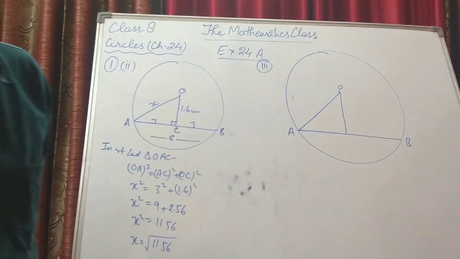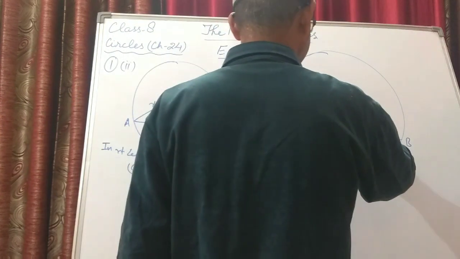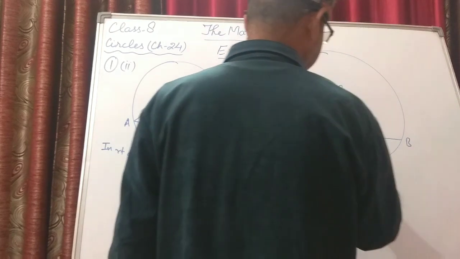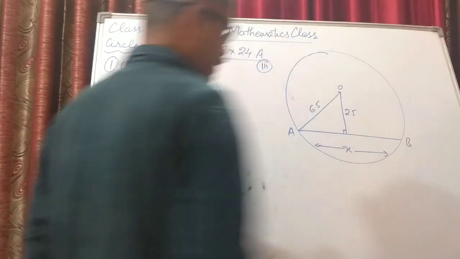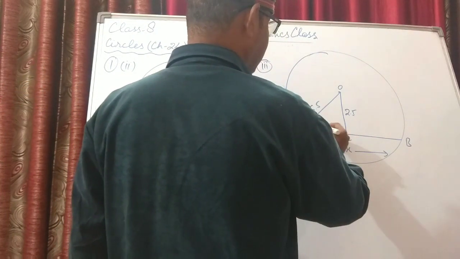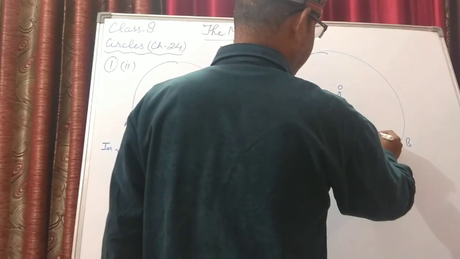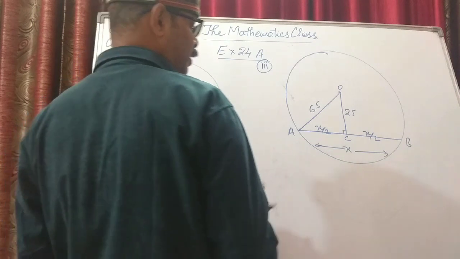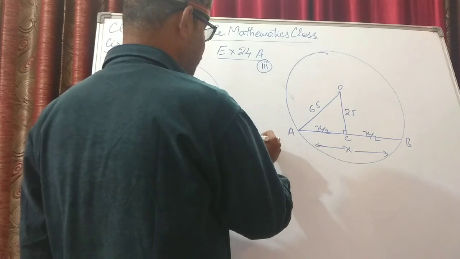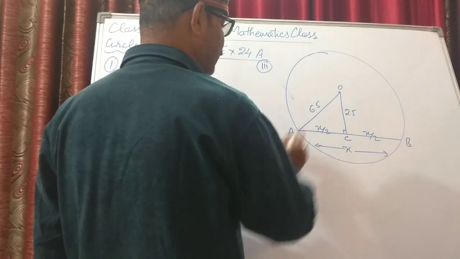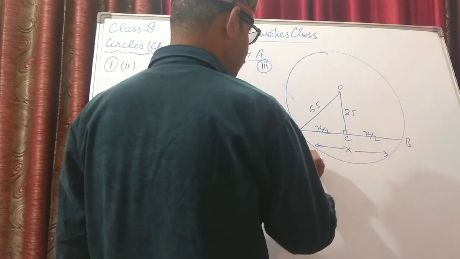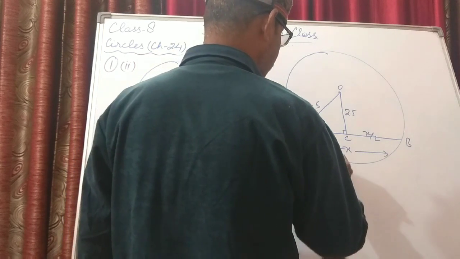OA is given to us as 6.5 centimeters, and this is given as 2.5 centimeters. This total chord is X, and this is perpendicular, 90 degrees given. It means, let us name the midpoint as C. AC will be X by 2 and BC also will be X by 2. So again we will use the Pythagoras theorem in right triangle OAC: AO square is equal to AC square plus OC square.